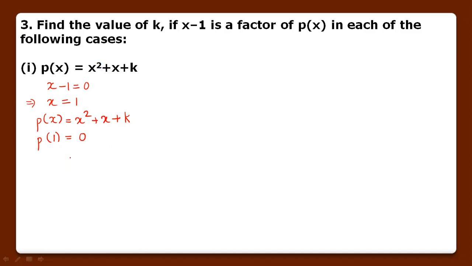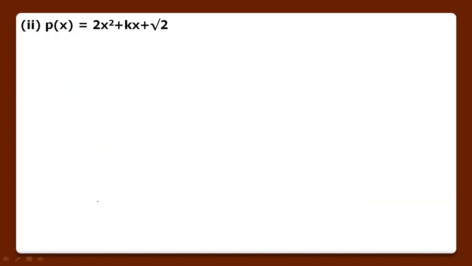सो p1 हम कैसे लिख लेंगे, x की जगह 1 लिख देंगे. 1 स्क्वायर प्लस 1 प्लस k इक्वल्स टू 0. 1 square plus 1, 1 plus 1 is 2, 2 plus k equals to 0, k equals to minus 2. In this way, we can find the value of the hidden constant in a question. Now, we'll see the next part.